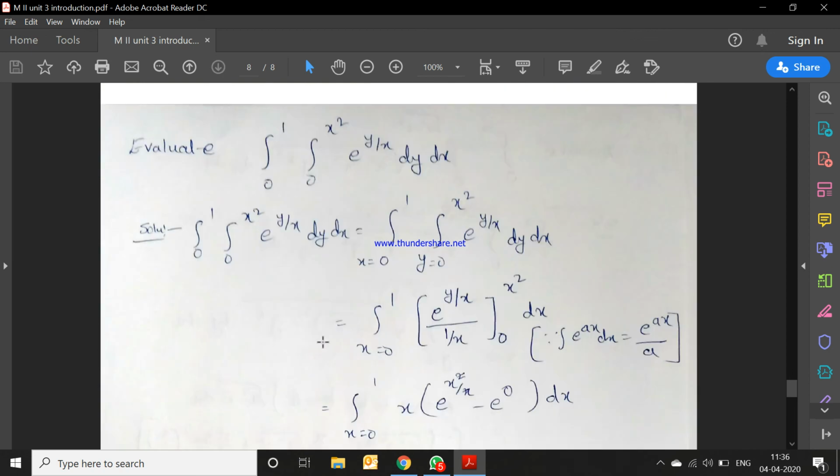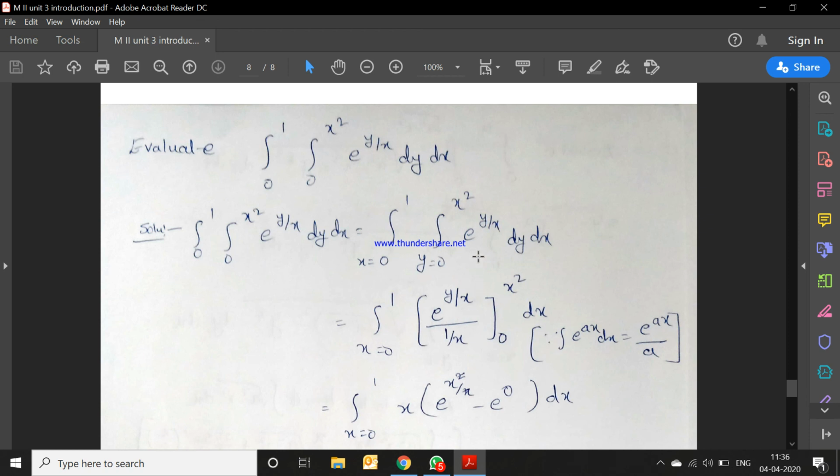Next, evaluate integral 0 to 1, integral 0 to x square e power y by x dy dx. So here first limits are constant limits, next limits are 0 to x square. 0 to x square is a function in x, so that's why we consider the limits for y is equal to 0 to x square and x is equal to 0 to 1.